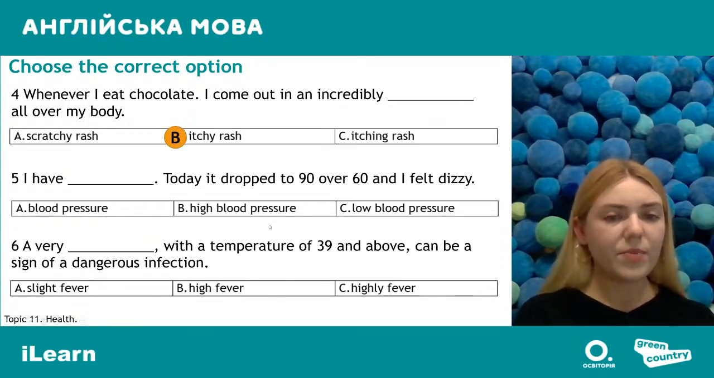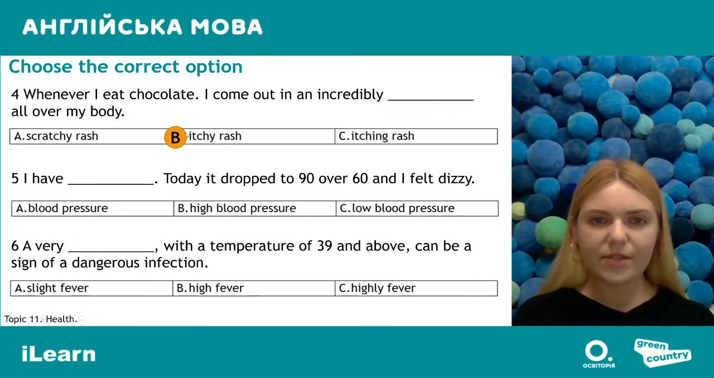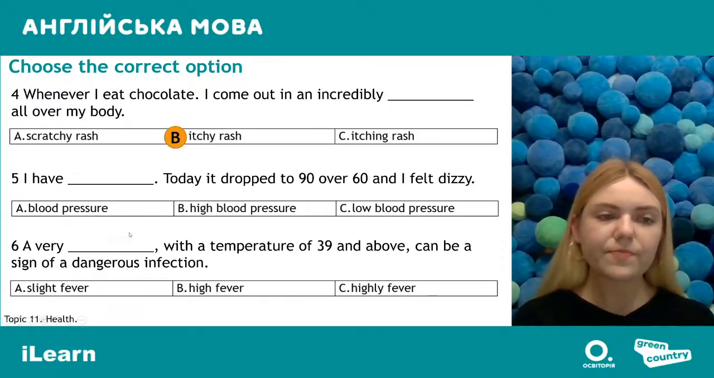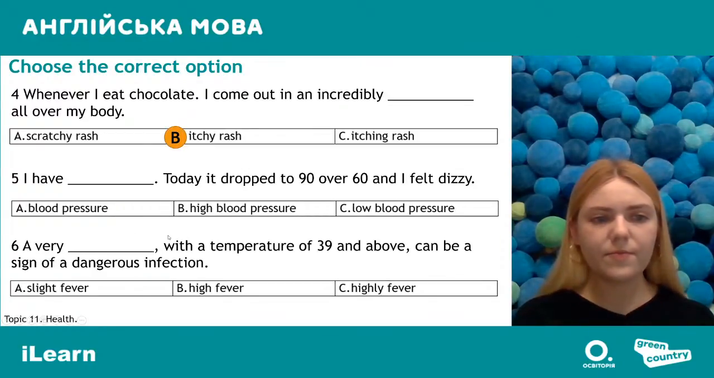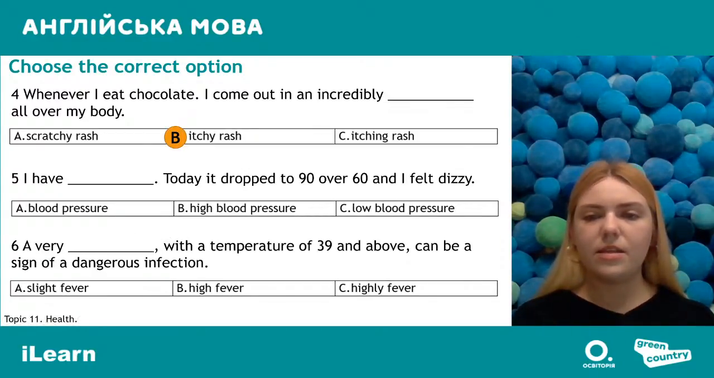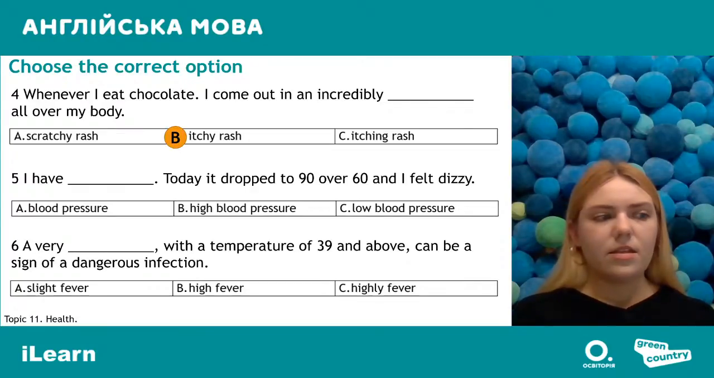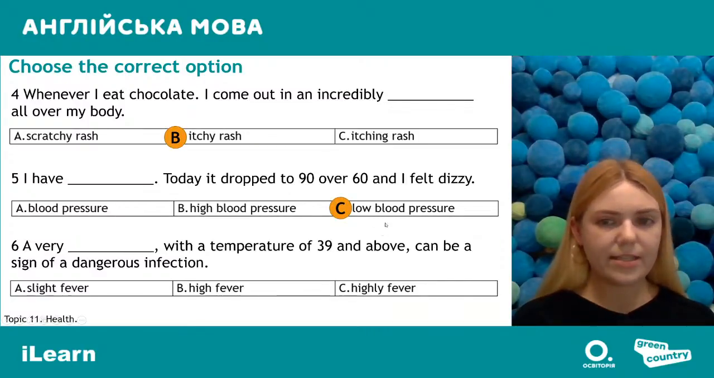So that is B. Yes. Itchy rash. Сверблячий висип. Okay, number 5. Five, that is C. Yes, low blood pressure.